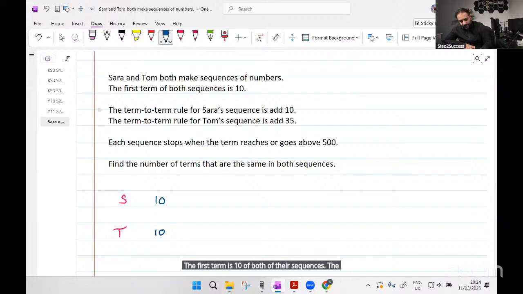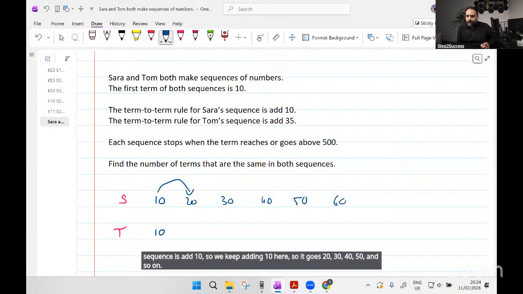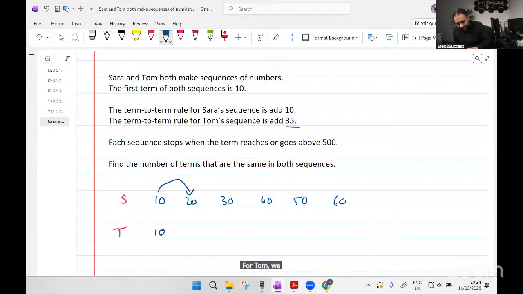Here's Sarah, here's Tom. The first term is 10 for both of their sequences. The term-to-term rule for Sarah's sequence is add 10. So we keep adding 10 here. So it goes 20, 30, 40, 50, and so on. For Tom, we add 35. So 10 add 35 is 45. 45 add 35 is 80. 80 add 35 is 115. Is that right? Yeah. And 115 add 35 is 150. I'm going to stop there for a moment.